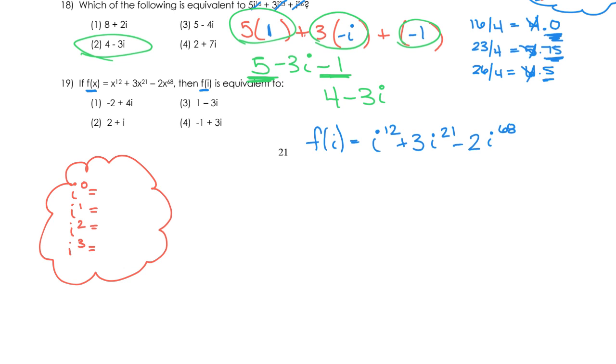Anything to the 0 power is 1. Anything to the first power is itself, which is i. And then this is the opposite of the first one, so negative 1. Opposite of the second one, so negative i. So 1, i, negative 1, negative i.